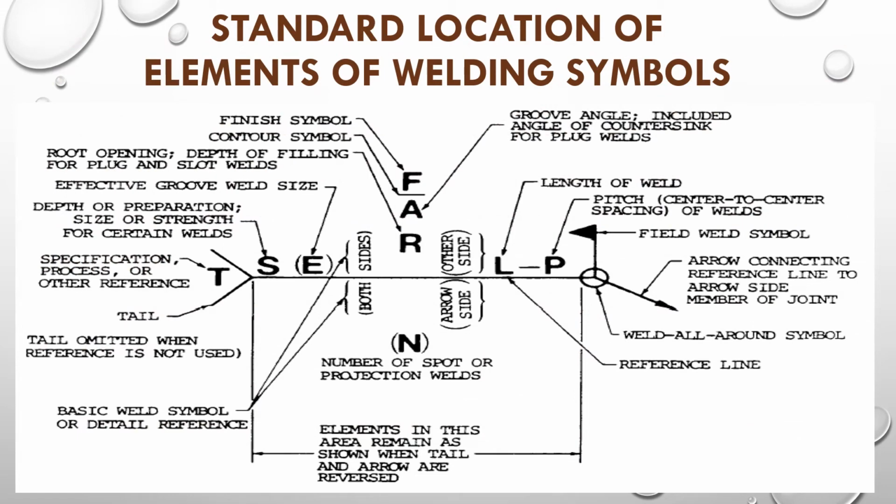What you see in the picture is the standard location of elements of welding symbols. We have the finish symbol, contour symbol, root opening or depth of filling for plug and slot welds, effective groove weld size, depth of preparation or size or strength for certain welds, specification, process or other reference, the tail, basic weld symbol or detail reference, groove angle, included angle of countersink for plug welds, length of weld, pitch or the center-to-center spacing of welds, field weld symbol, arrow connecting reference line to arrow side member of joint, weld all-around symbol, reference line, and the number of spot or projection welds.